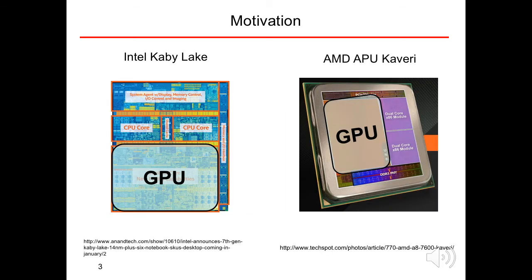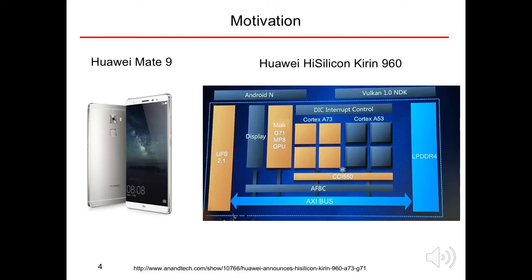Just two examples in the desktop and laptop domains are the latest Intel Kaby Lake processor and this AMD Accelerated Processing Unit, where around 50% of the transistors are devoted to the GPU. But also in the emerging mobile segment, you can find quite heterogeneous architecture, like this Kirin chip that is at the heart of the Huawei Mate 9 and that features a big.LITTLE CPU along with the latest ARM Mali GPU.